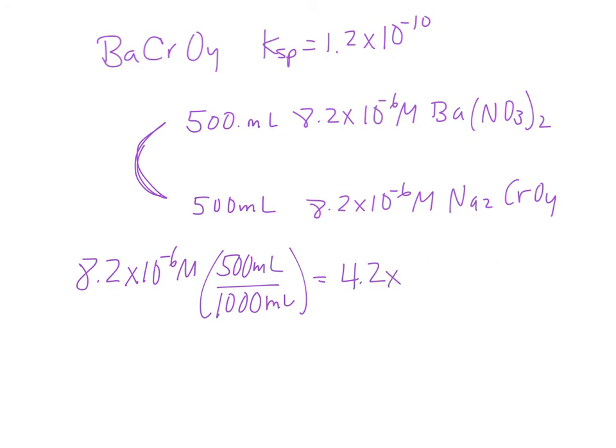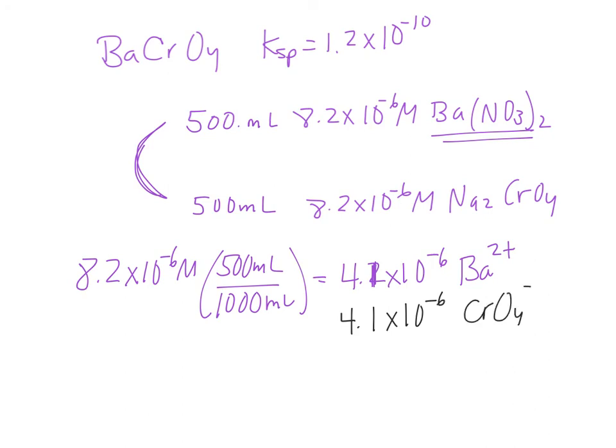It's adding twice as much water to my lemonade pitcher, right? So that's my new concentration. In barium, there's 1 barium for every one of these, so that's the barium 2+. Same with the chromate. Oh, that's a 4.1, sorry. The chromate ion is also going to go down to 4.1 times 10 to the minus 6. So those two answers, that answers part I.